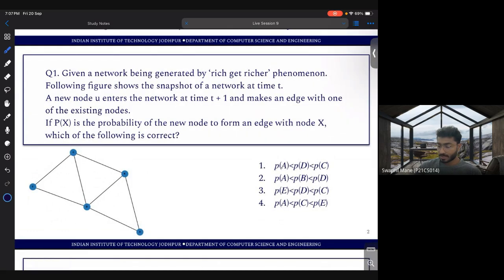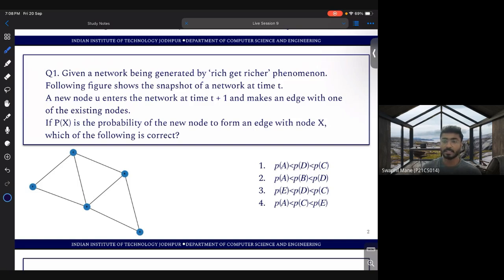So in this question, let me read it. Given a network being generated by the rich get richer phenomena, the following figure shows the snapshot of the network at time t. There are five nodes. A new node u enters into the network at time t plus 1 and makes an edge with one of the existing nodes. This is the scenario they have given.